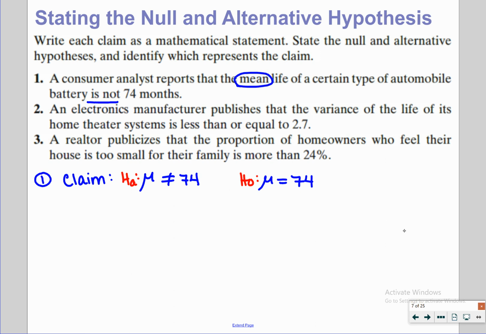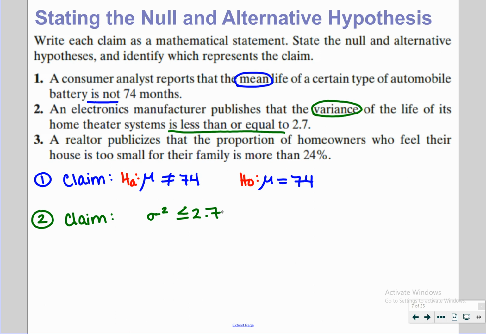An electronics manufacturer publishes that the variance of the life of its home theater systems is less than or equal to 2.7. Okay, so the claim is being made about what? What population parameter? Variance. And the key phrase, less than or equal to. All right, so the claim, variance, which is my little sigma squared, is less than or equal to 2.7.